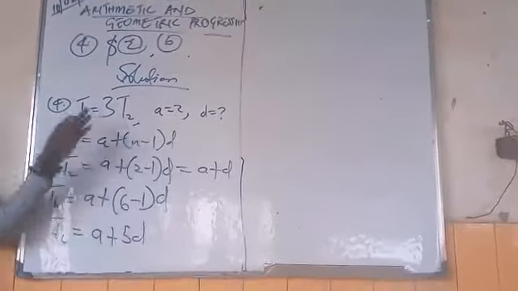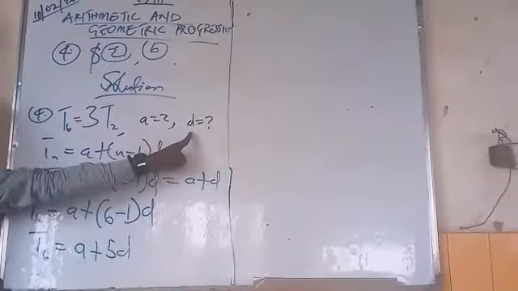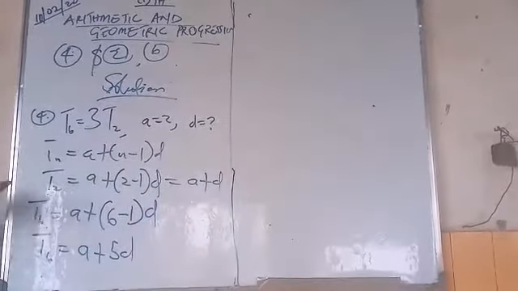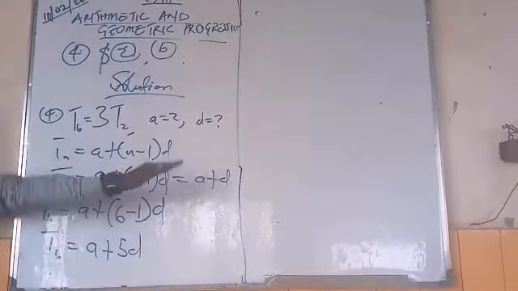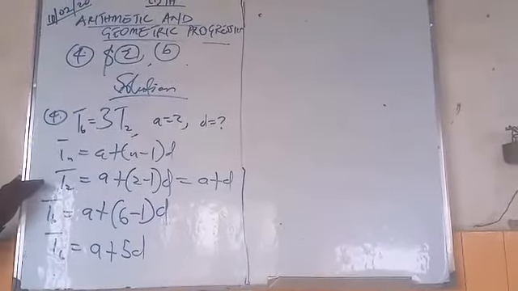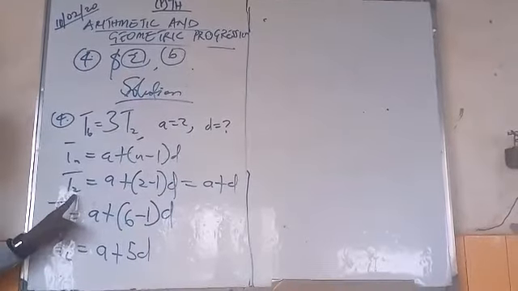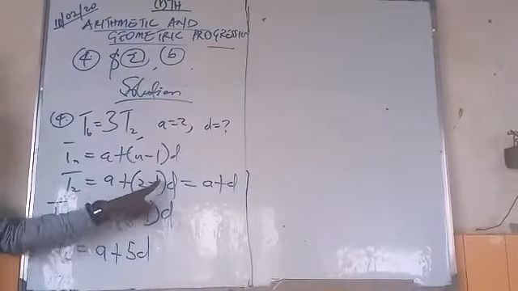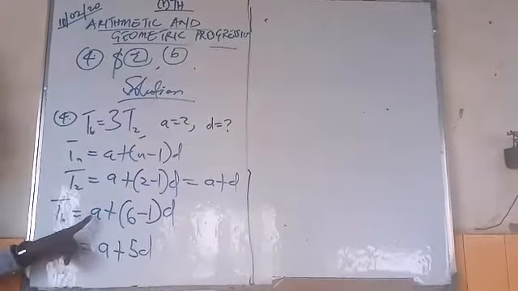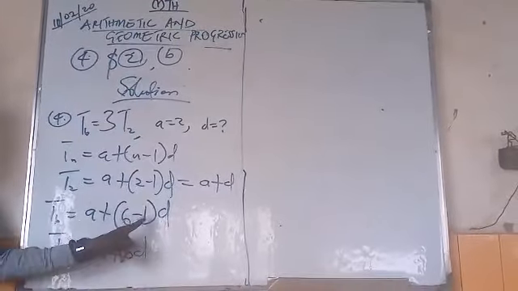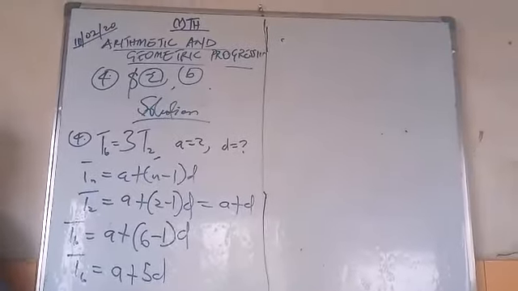If you don't understand this, let me start all over again. It's equal to 3 times the second term. A is given to be 2, then find the common difference. The general formula for AP is Tn equals A plus n minus 1 D. Don't forget this. Now, here, you have T2 equals A plus, your n stands for the number. 2 minus 1 is 1. 1 times D is D. And then the sixth term is A plus, into bracket 6 minus 1, then D. 6 minus 1 is 5D. Do you understand? Yes.